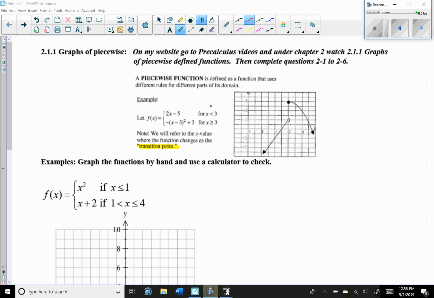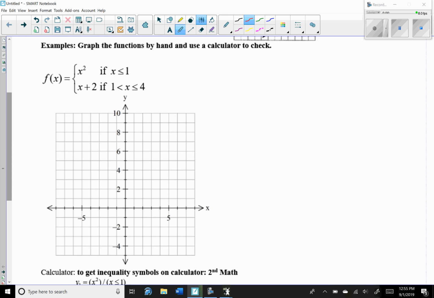So in this case, if you look at this example, the transition point is at 3. All right, so let's go ahead and look at our first example. And again, we are going to graph these by hand. I will show you how to do them in the calculator, and you can follow along as I do them in calculator. You should do them as well. But again, that's just to check your answers, because some of these graphs might get a little bit more difficult.